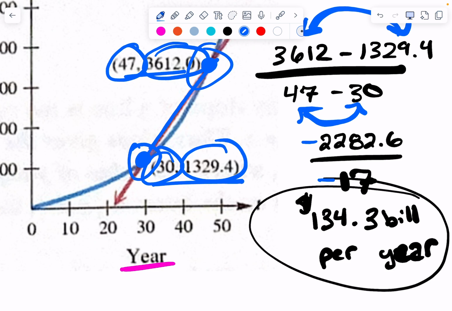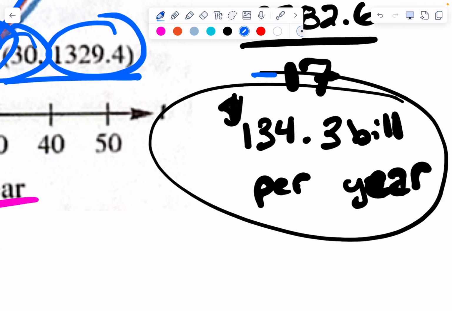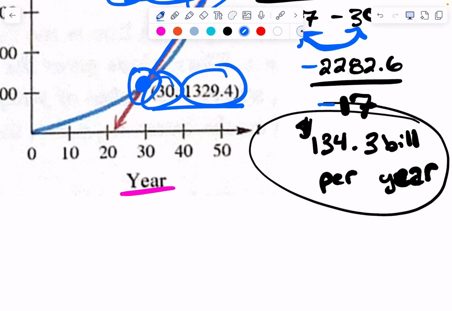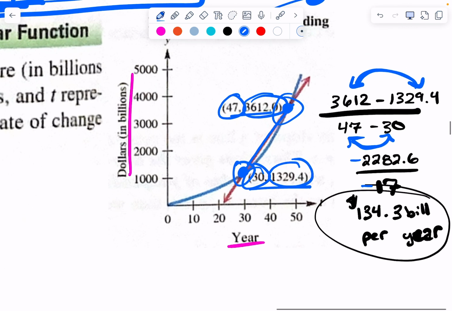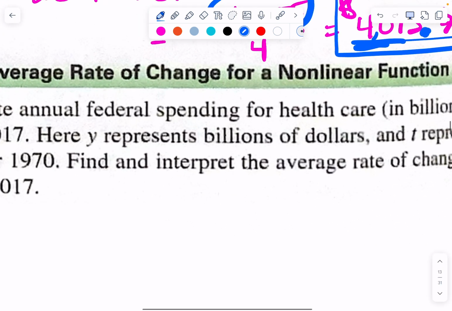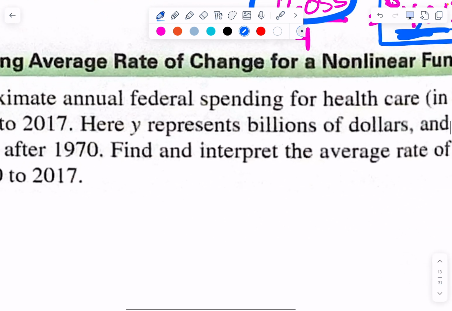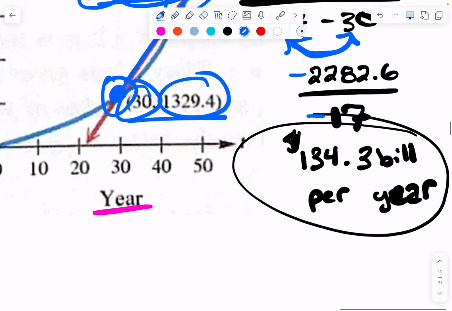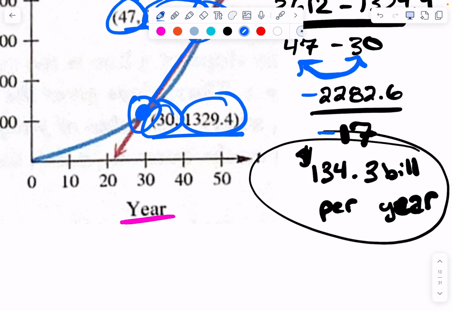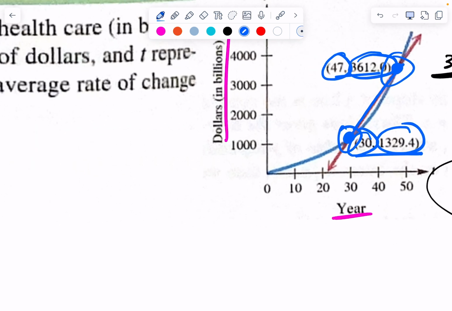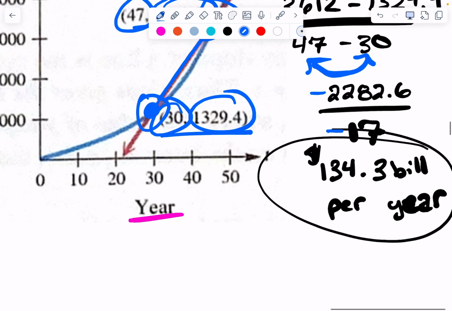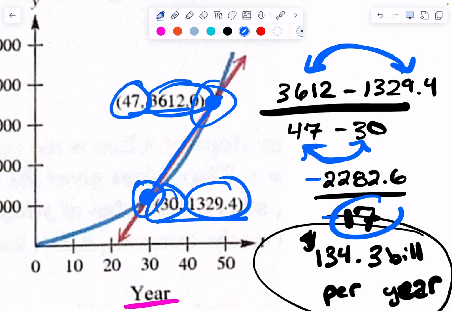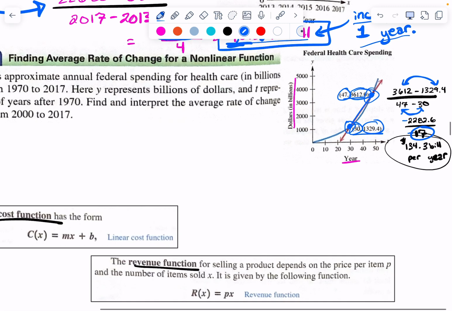So when we did that, divided by 17, we got 134 billion per year. So we're talking about dollars per year. This is how much they've spent on healthcare, federal spending on healthcare, 134 billion per year. And then they say interpret that. That's how much they spent per 1 year versus over the course of 17 years, okay?